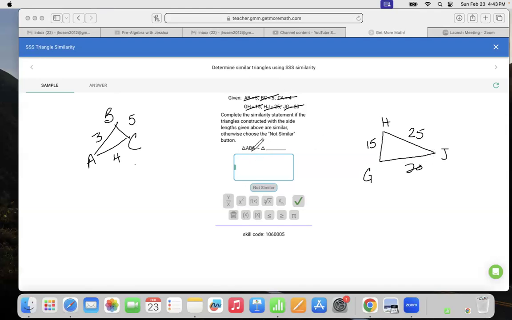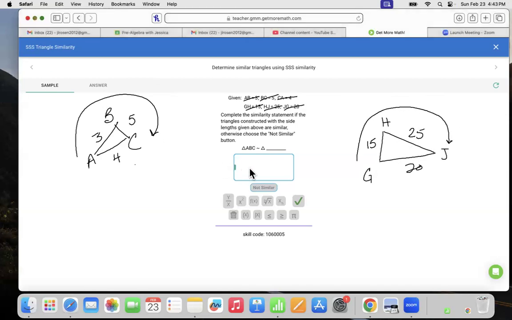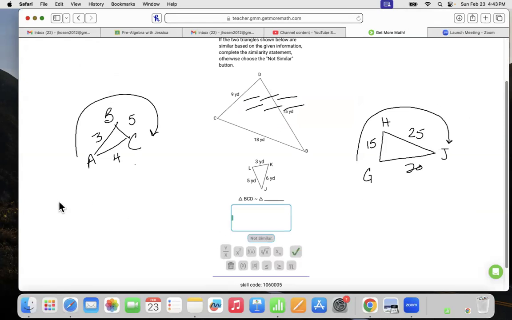And it wants my similarity statement of ABC. So ABC goes this way. So it was short to long. So this one is short to long. It's going to go GHJ. There we go. Okay, so again, just a method to the madness as you're drawing it will really help make sure that you're able to compare it in the correct way.